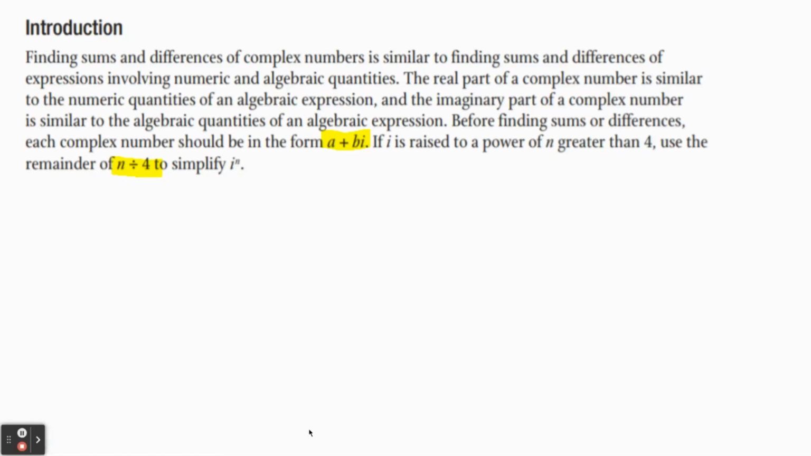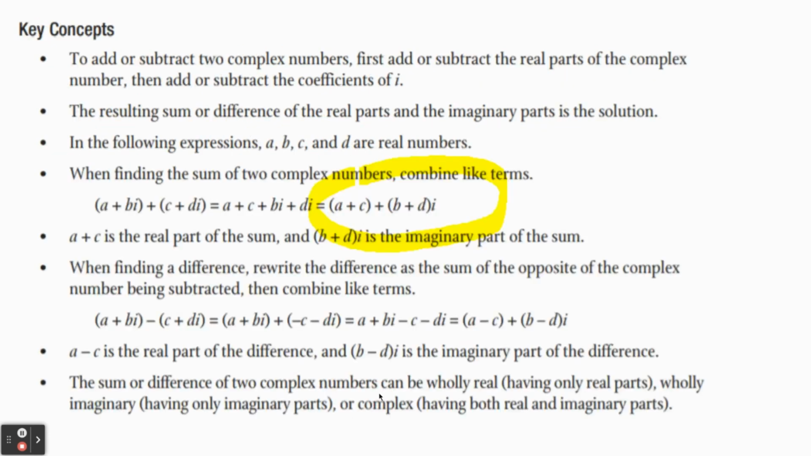So if you remember in the last section, we talked about complex numbers and imaginary numbers. And remember, the complex number has a real component, which is the letter A in this form, and an imaginary component where B is the coefficient for the imaginary component. And if you want to simplify an imaginary number, remember, divide that exponent by 4, and whatever the remainder is, that's what it will simplify to.